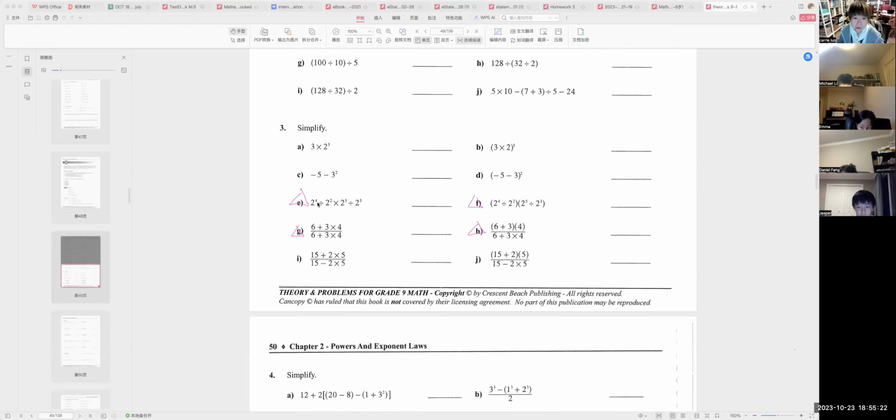Let's take a look at this one, okay? So 2 to the power 4 divided by 2 to the power 2 times 2 to the power 5 divided by 2 to the power 3.